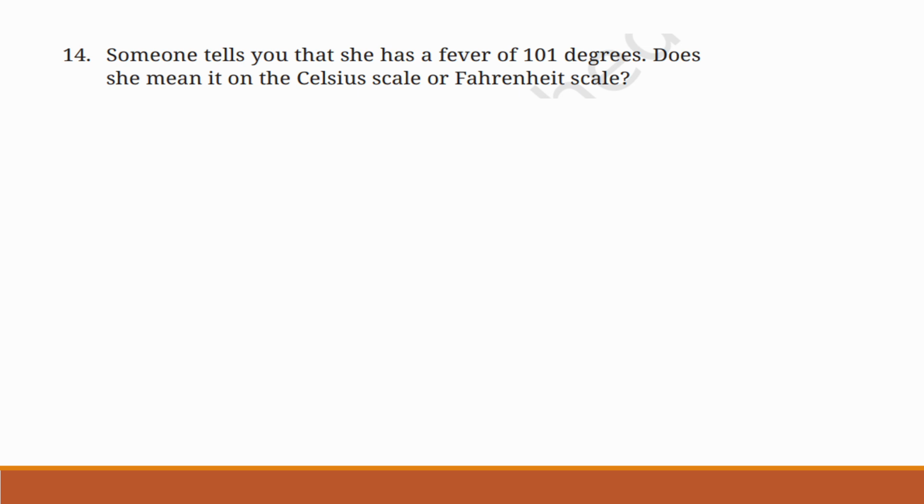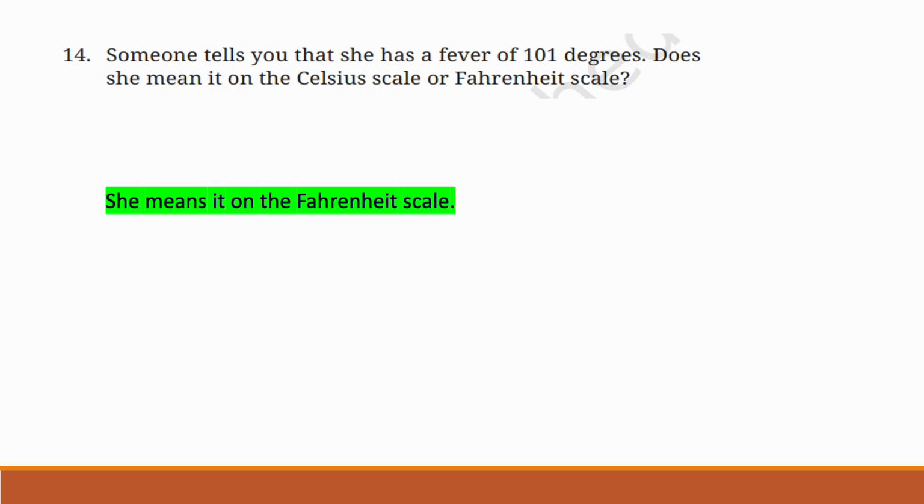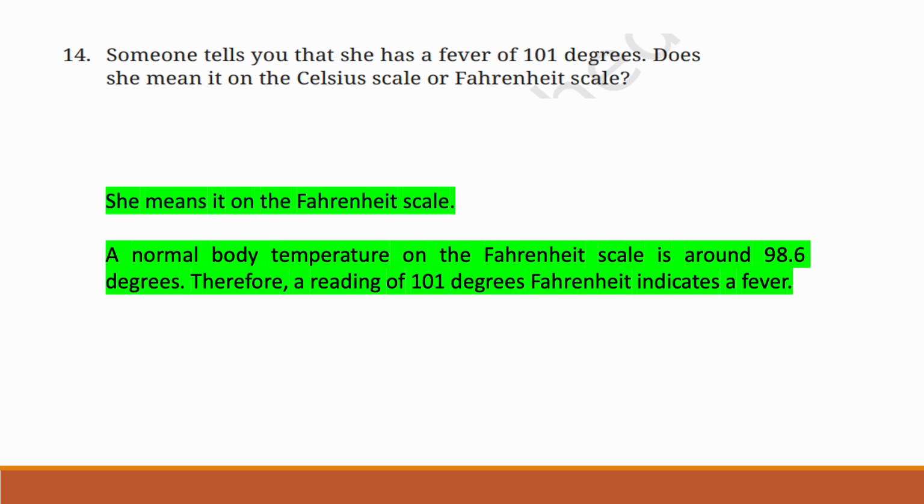Someone tells you that she has a fever of 101 degrees. Does she mean it on the Celsius scale or Fahrenheit scale? She means it on the Fahrenheit scale. A normal body temperature on the Fahrenheit scale is around 98.6 degrees. Therefore, a reading of 101 degrees Fahrenheit indicates a fever.